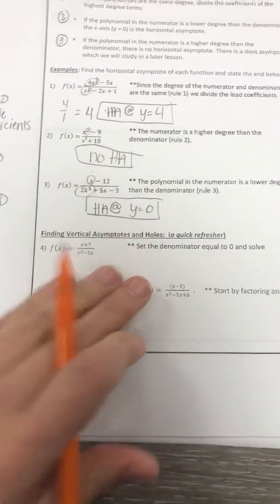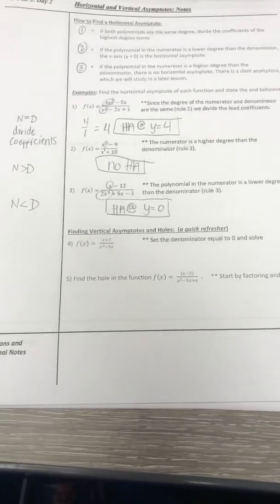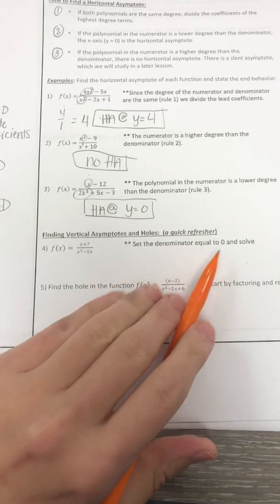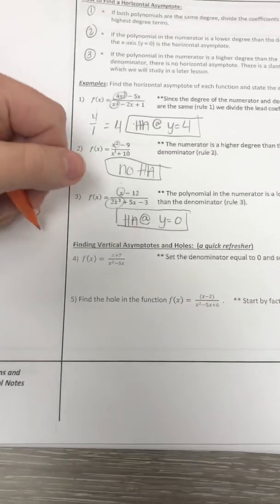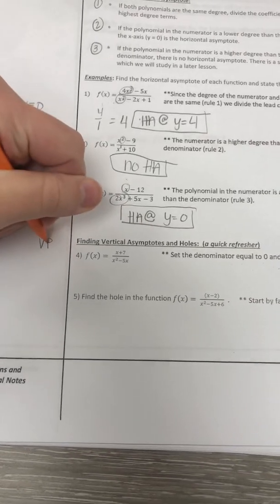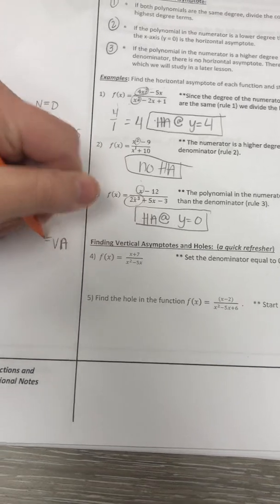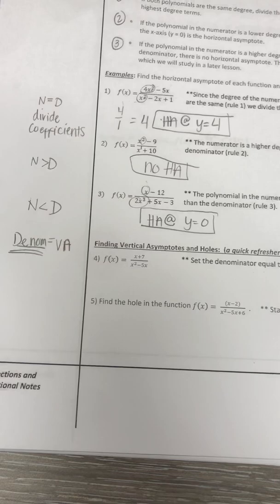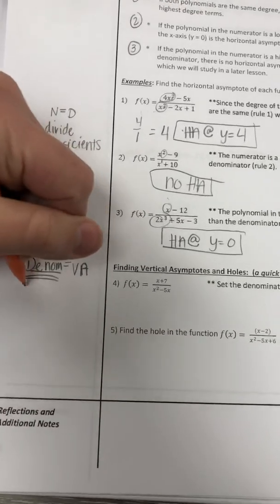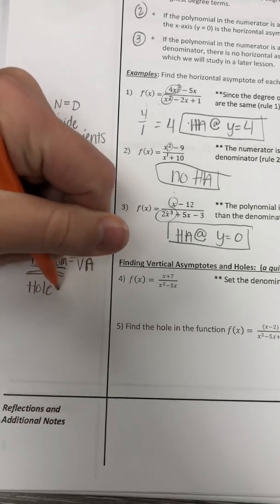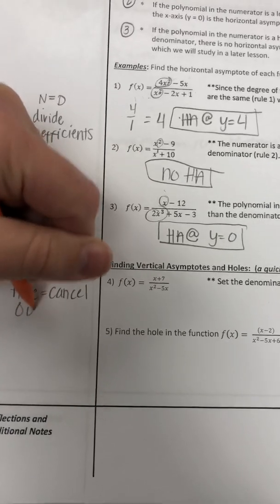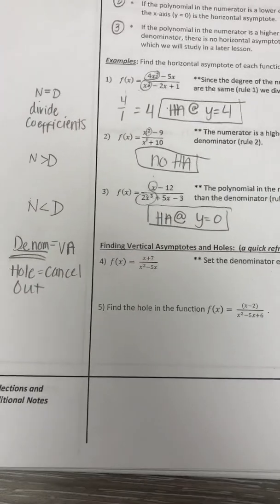So down here it's saying finding vertical asymptotes and holes. This is just a quick refresher. Set the denominator equal to 0 and solve. That is to find vertical asymptotes. Always look at the denominator. Always, always, always. Okay, a hole is what you cancel out on the top and the bottom, and we will go over that.